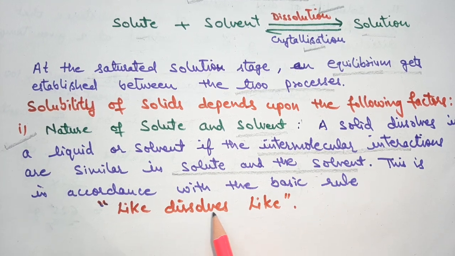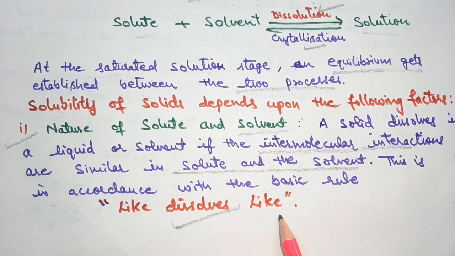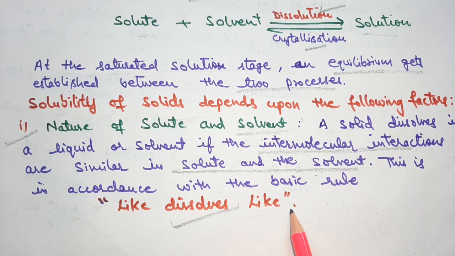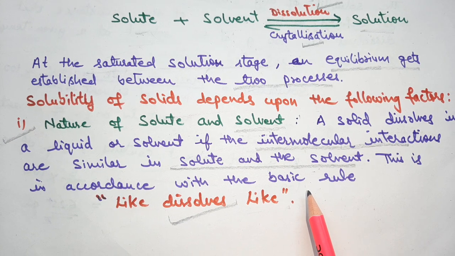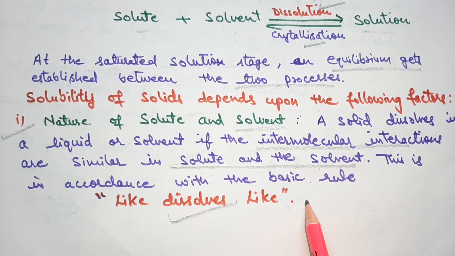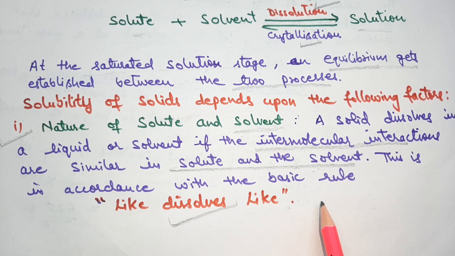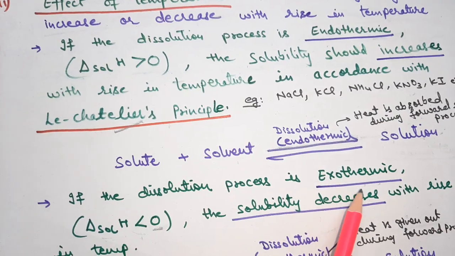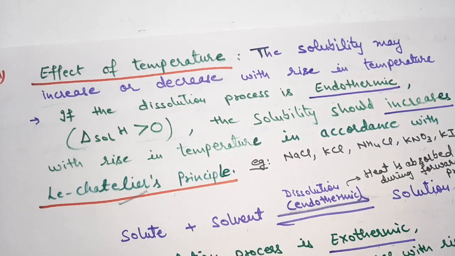So this is again in accordance with the basic rule that like dissolves like. So ionic solids are made to dissolve in polar solvents, while covalent or non-ionic solids are usually soluble in non-ionic solvents. So the next factor upon which the solubility depends is the effect of temperature.